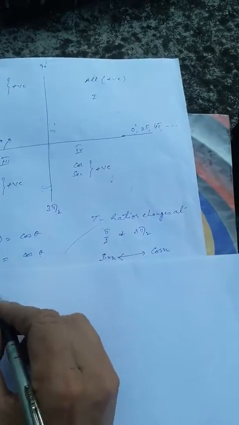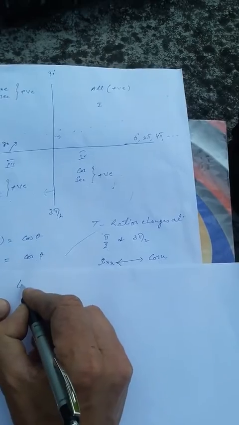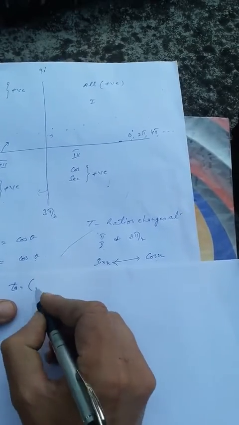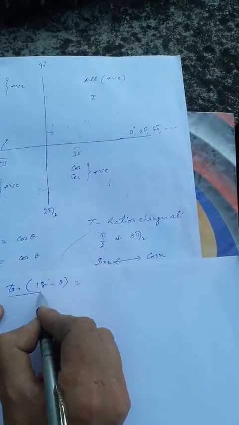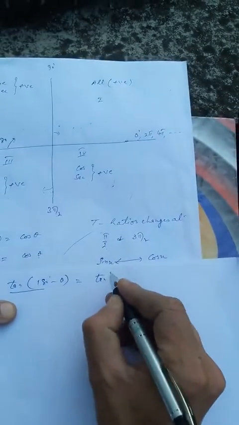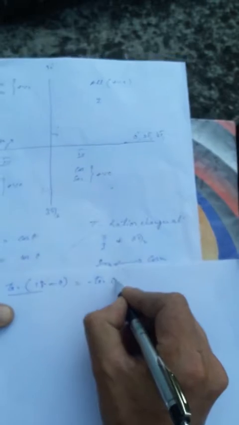Similarly you can solve another one. I am giving one more example. Suppose you have to find tan of 180 degrees minus theta. First of all, tan at 180 degrees, the t ratio will not change, it is tan as it is. Now you have to see which quadrant this is. This is the second quadrant, and in the second quadrant tan is negative, so it's a minus, and then theta. Done. Like this.